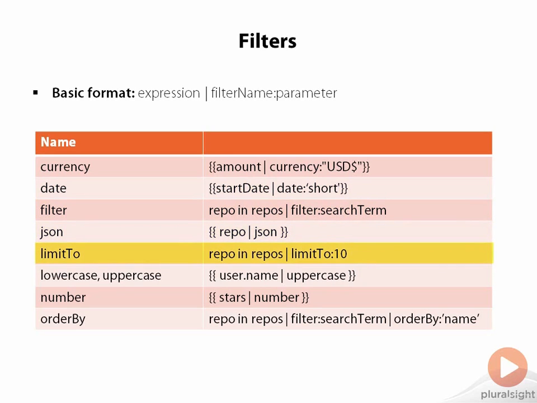The limit filter is a way to say, I only want to show 3 repositories or 10 repositories instead of the entire array, while lowercase and uppercase transform strings, just as their names would imply. And number is one filter we've already used. It will format numbers with a localized delimiter and optionally control the number of digits after the decimal point. What I want to use next is the order by filter, so we can sort our list of repositories using different fields.